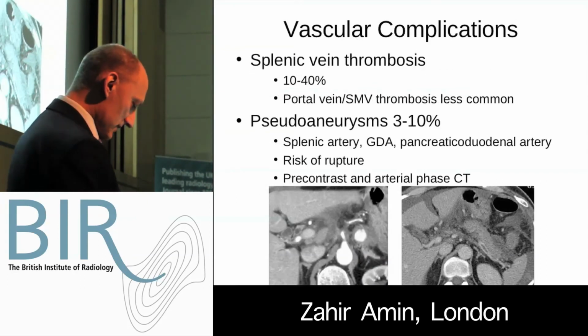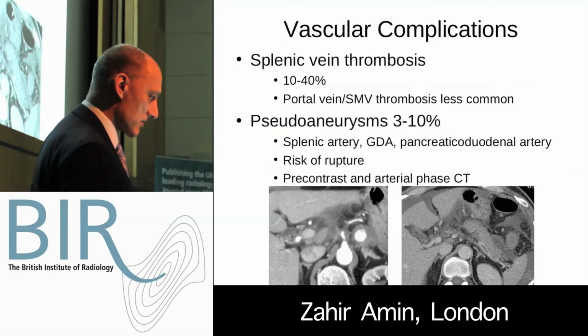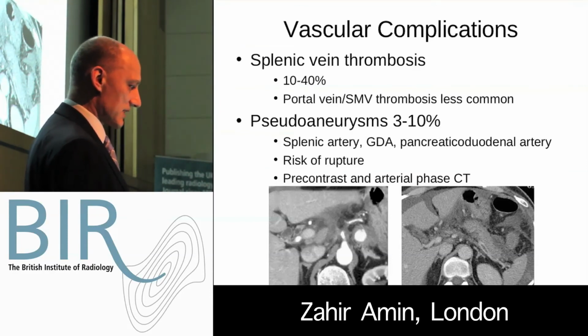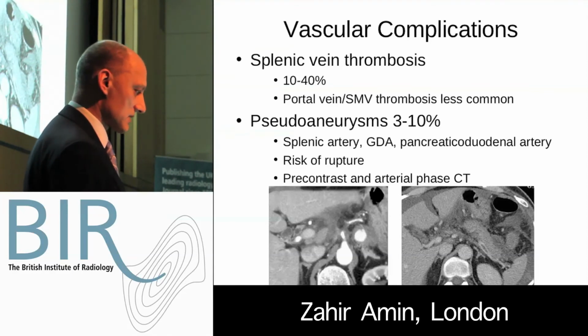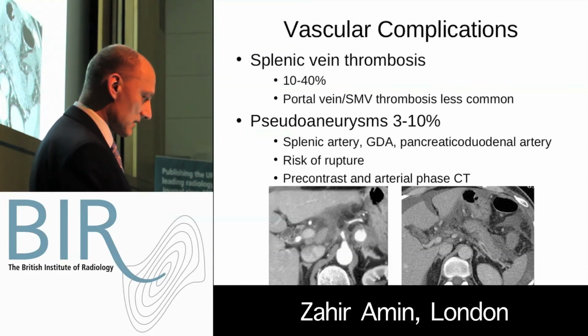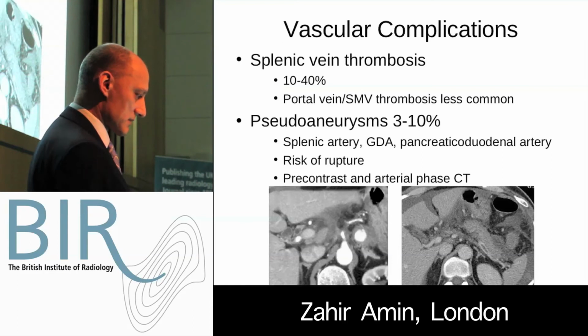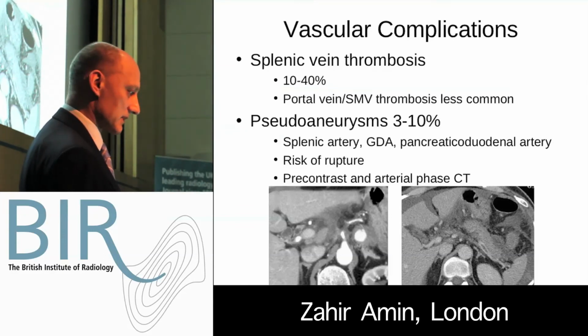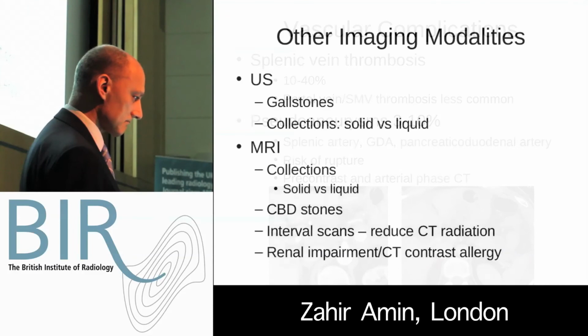Just briefly mention some of the other complications we can get. Splenic vein thrombosis is quite common. Often the splenic vein becomes occluded. It's less common to see portal vein or SMV thrombosis. Pseudoaneurysms can occur, and if there's suspicion of bleeding, then an arterial phase should be performed as well as a venous phase. There's obviously a risk of rupture, and these pseudoaneurysms should be embolized.